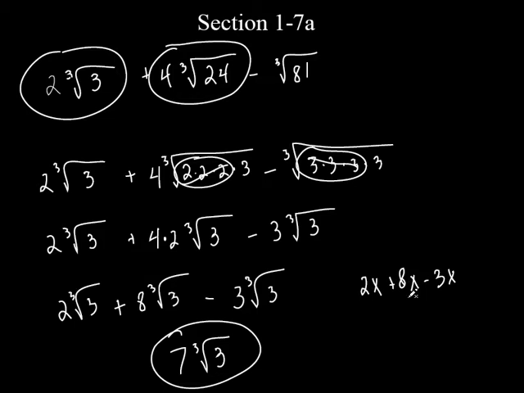So 2 plus 8 is 10, minus 3 is 7x. That's easy for most people to see. For some reason, when you start putting roots in there, square roots or cube roots, it gets a little more complicated, but really it's the same thing. It's almost the same exact thing. You okay with that? That's not so bad, is it?